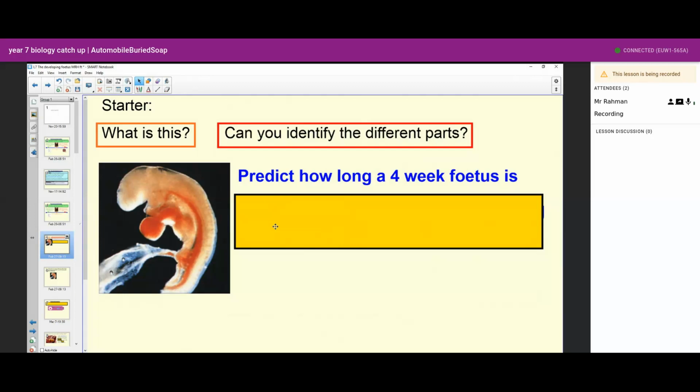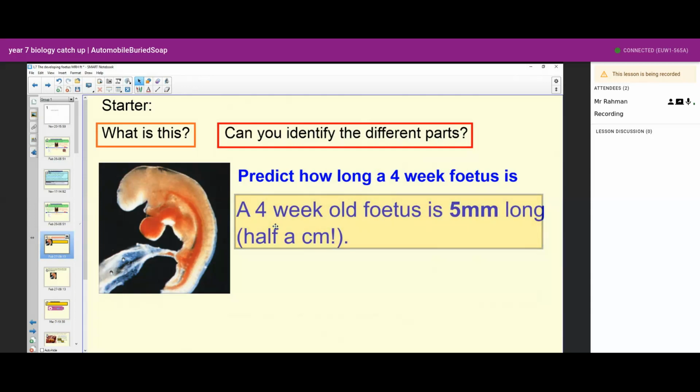Can you predict how long a 4-week fetus is? They're about 5 millimeters long. That is incredibly tiny, about half a centimeter. So when you were in your mother's womb, at 4 weeks old, you were about 5 millimeters long, which is about half the size of your pinky. If you have a look at this picture, can you identify where the head might be or where the heart might be?